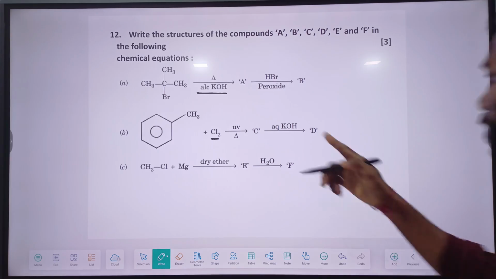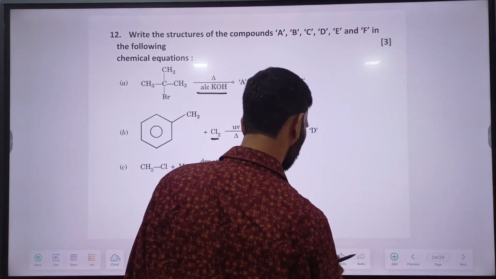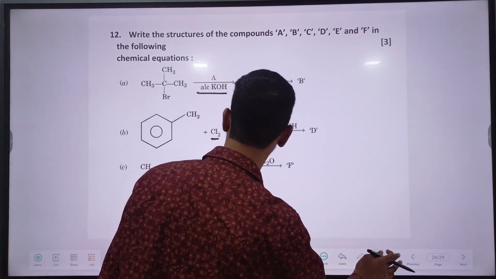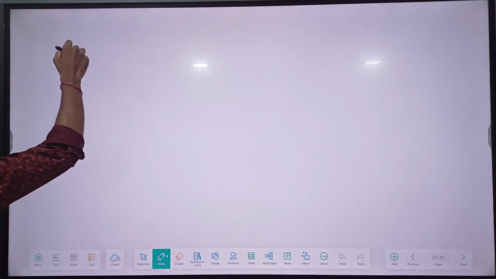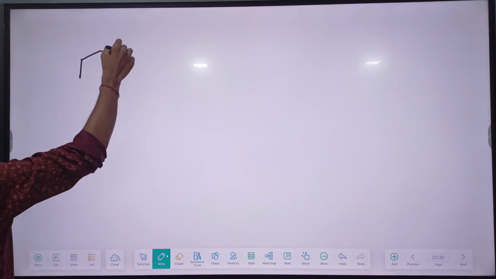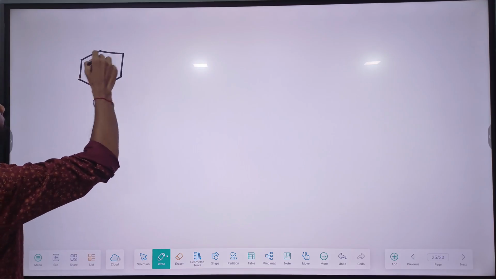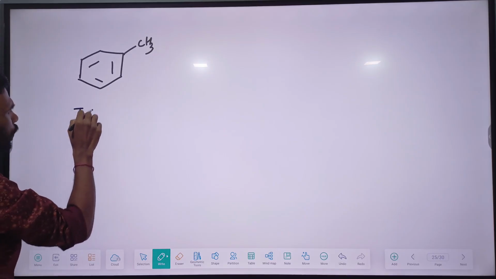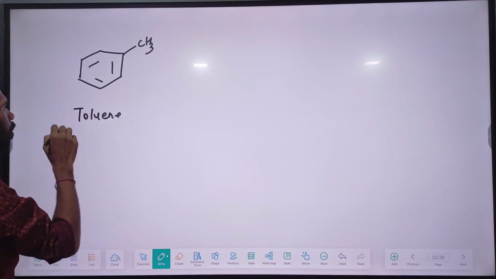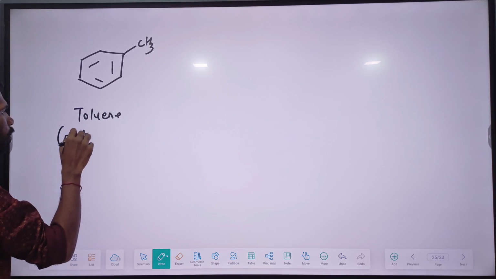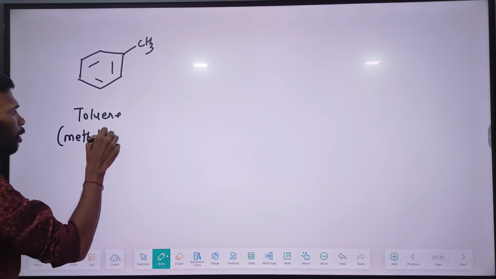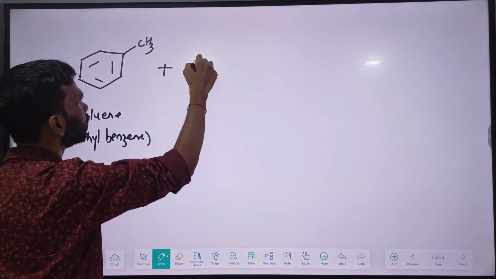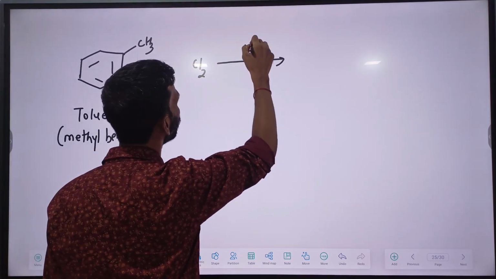Okay, second reaction, that is methyl benzene in the presence of chlorine and the UV light. This is methyl benzene. Another name for this is toluene, or you call this methyl benzene also. This is reacted with chlorine, Cl2, in the presence of UV light.